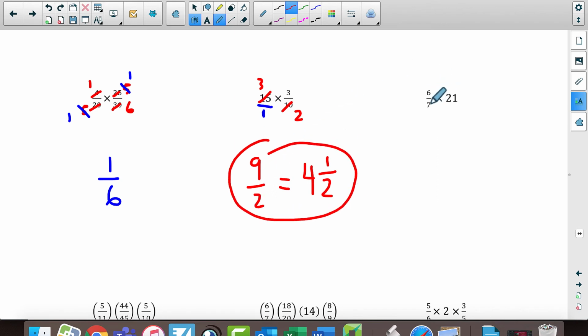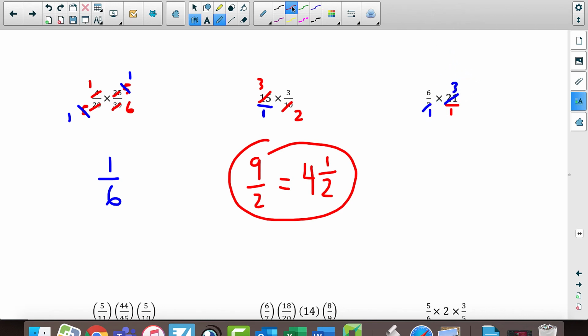Okay, 6 over 7 times 21. Whoa, wait a minute. It's not a fraction. What can you put it over? Put it over 1. Can you do any ninja slicing? Absolutely. The 7 and the 21. So 7 divided by 7 is 1, and 21 divided by 7 is 3.